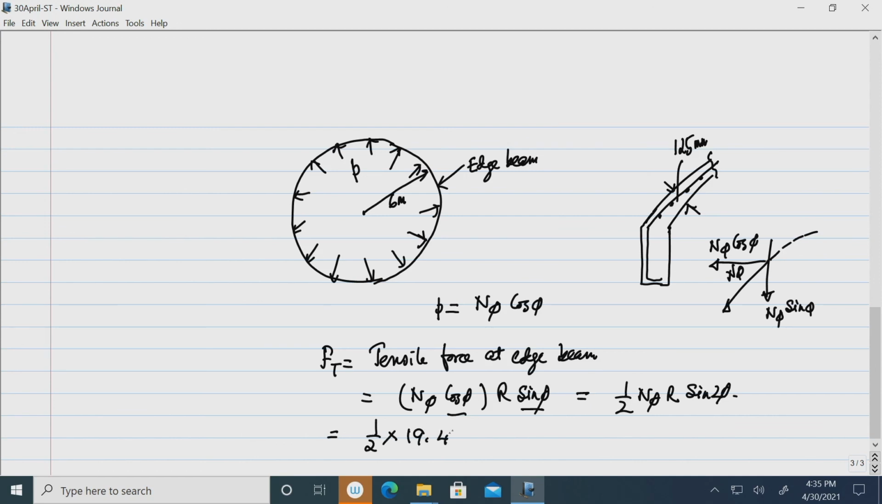So, we can now get the total value of tension as half n phi, which we obtained at this level as 19.44, and the radius of the shell is 10, and sin 2 phi, so sin 2 into 36 degree 52 minute. This is equal to 93.3 kilonewton. So, the ring beam has to be designed for this value.